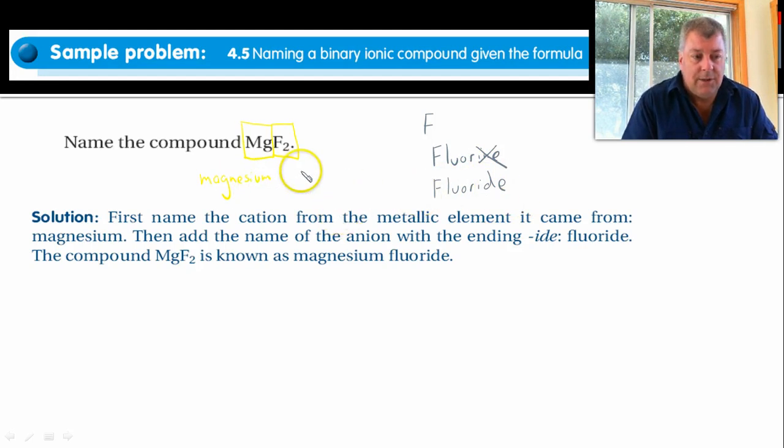The other way of looking at it is go looking in your table of anions for F, and you will see that it's in the table of -1 ions, and it's given the name fluoride. So there's two ways of doing it. Right, let's get rid of that.